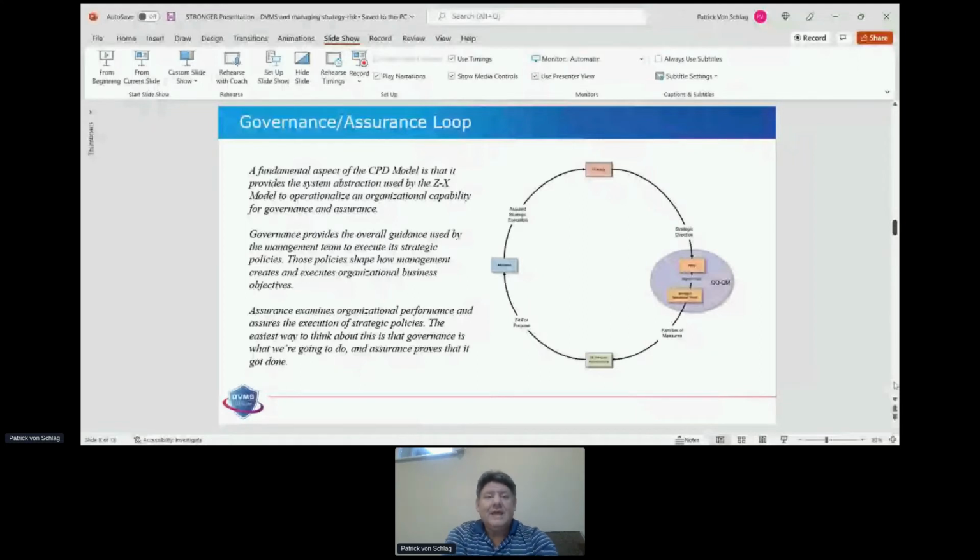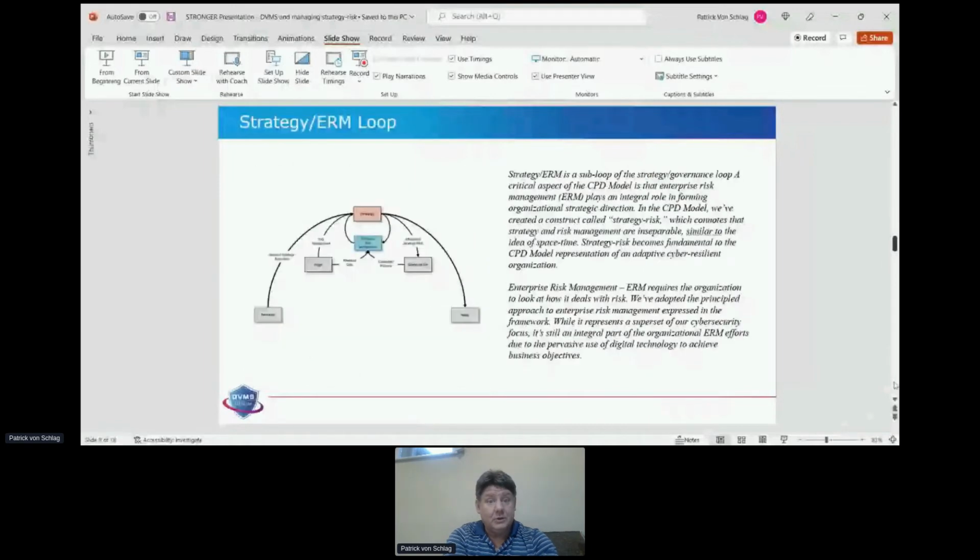Next key piece here we might call the strategy enterprise risk management loop. In this book, we establish this premise that strategy and risk are not really different things. They're two halves of the same coin. I can't achieve organizational goals without managing both of them in parallel, right? And any particular business case for an organizational capability fundamentally has to balance cost and risk with value and outcome.